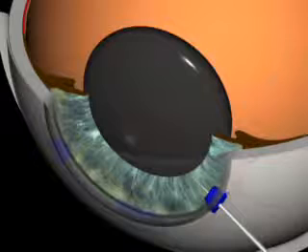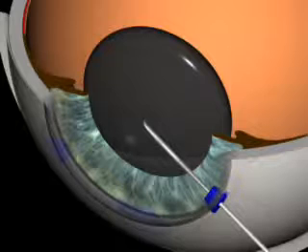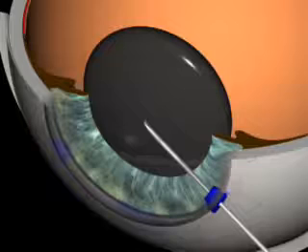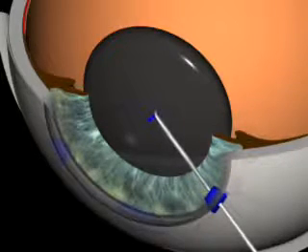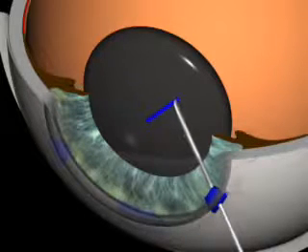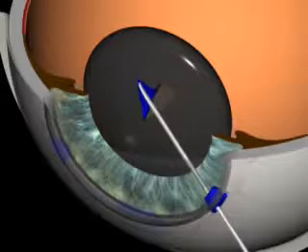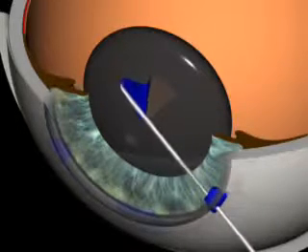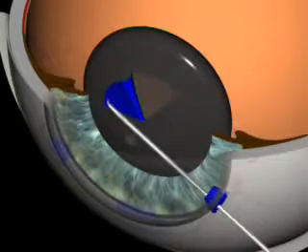Capsulorhexis. The anterior capsule is opened with a bent needle, which is inserted through one incision. Capsulorhexis starts with a central puncture followed by a radial cut. The capsular flap is pulled and lifted at its edge. The flap is then inverted and the rhexis torn circularly until completed.